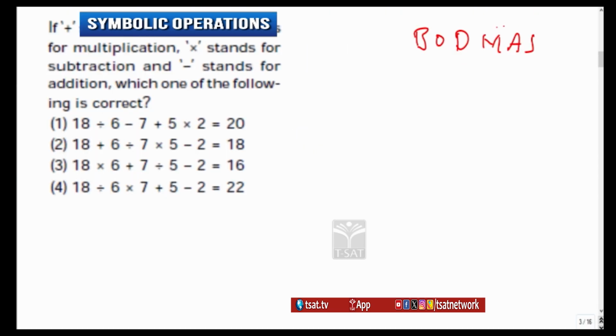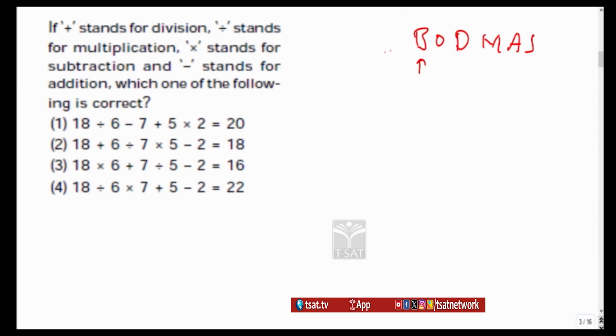So BODMAS, in BODMAS, first we go with brackets, but in symbolic operations you won't see any brackets generally, but in specific cases you will see. Then order or of, first we'll do division, then multiplication, then addition, and then subtraction. So based upon this BODMAS rule, we try to solve these questions. Generally in the examination, these types of questions are given mainly to check the candidate's ability to solve the question within 36 seconds, because generally these questions are time consuming.